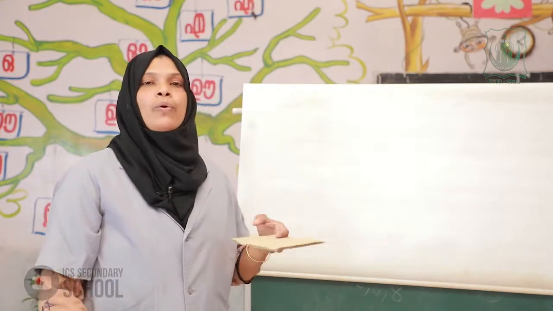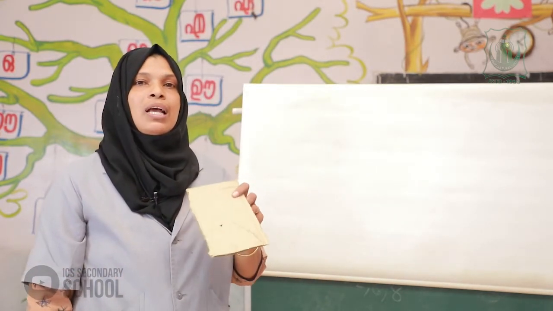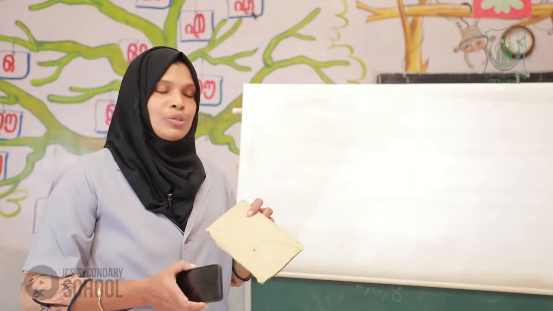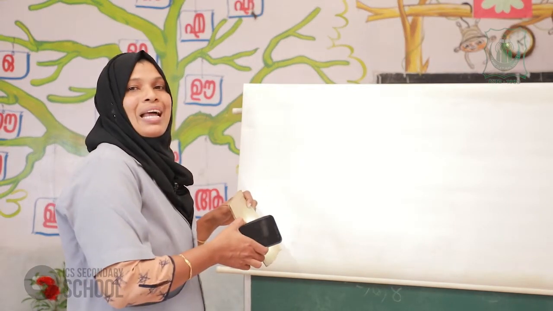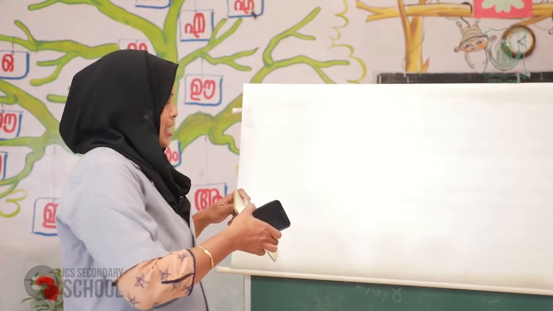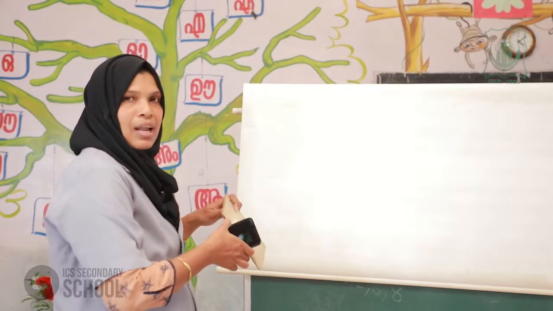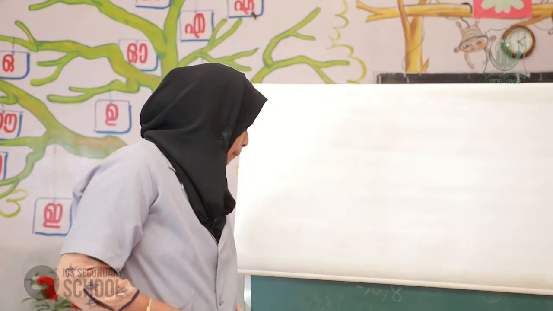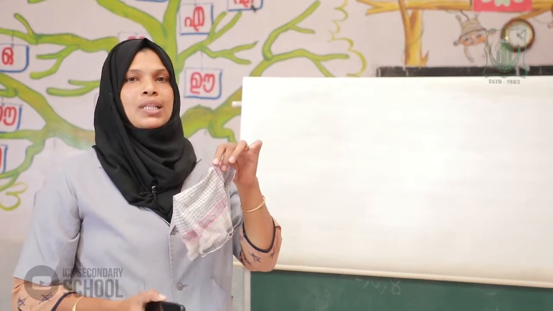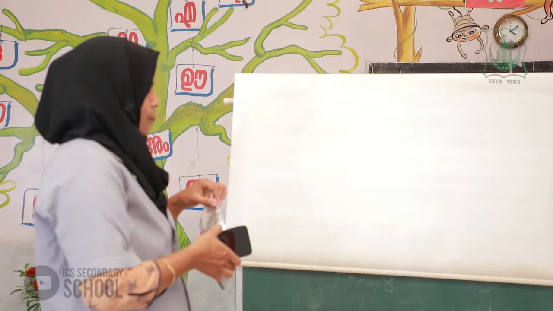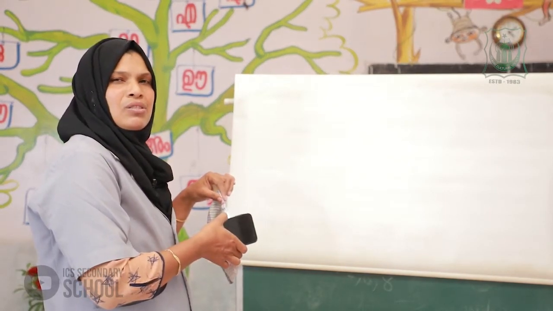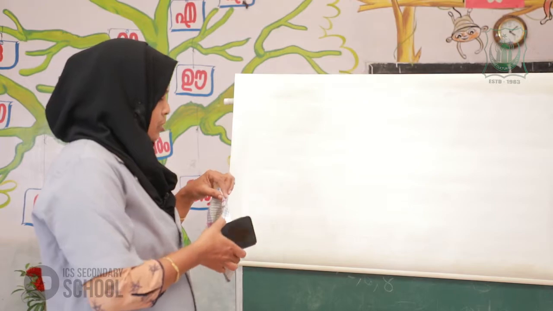Next, take a cardboard, then direct the light from the torch into the cardboard. Can you see anything? No, light does not reflect. Then next, take a piece of colored cloth. Then direct the light from the torch into the cloth. What is your observation? There is no reflection.